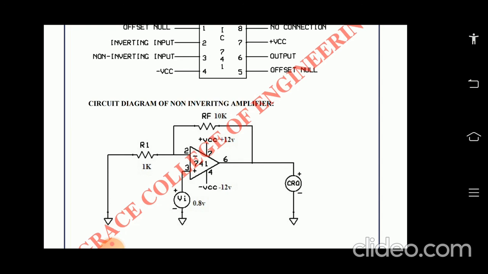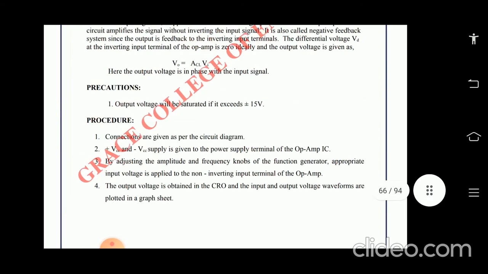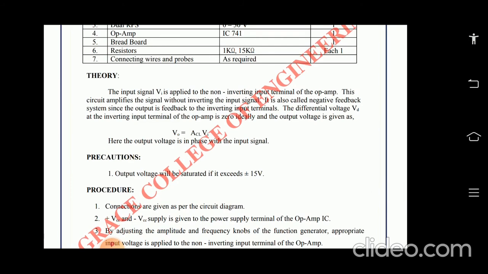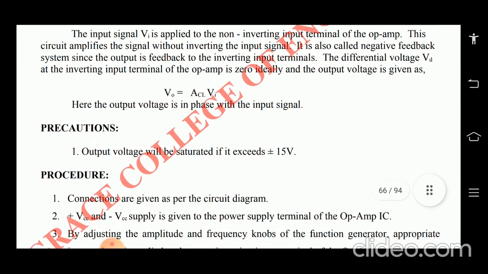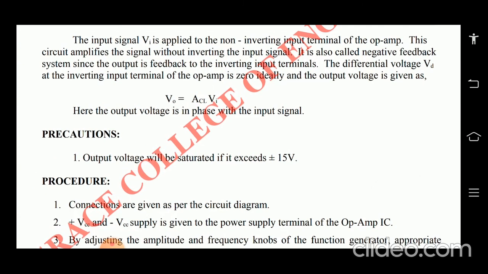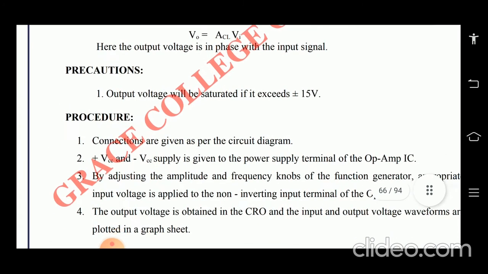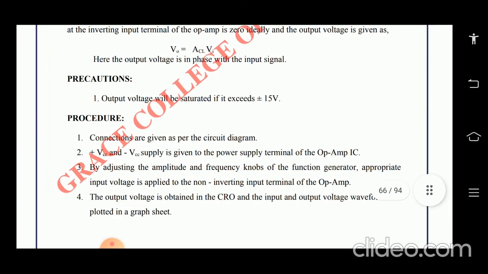We are taking the output voltage from pin 6. Here we are connecting the CRO, thereby we are getting the output voltage in the CRO. So we have the formula for the output voltage, that is V naught is equal to gain into Vi. Here your input and output are in phase with each other. So the thing is very simple. We need to get the output as per your input. Both are in phase, which is just opposite to the inverting terminal.